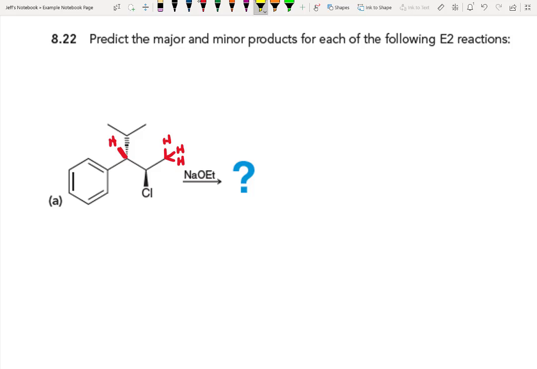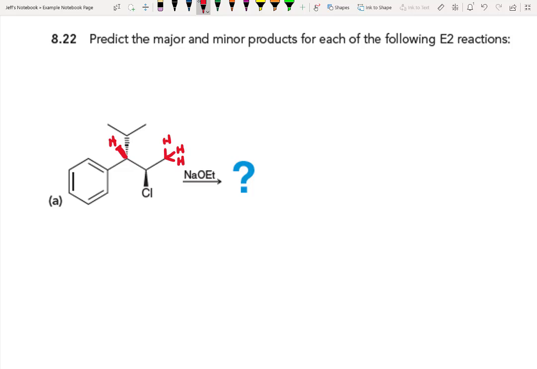All right, if we focus in on this beta proton, it must be a wedge because the isopropyl group behind it is shown as a dash. So make sure when you do show this that you clearly show this as a wedge, not a straight line, and definitely not a dash.